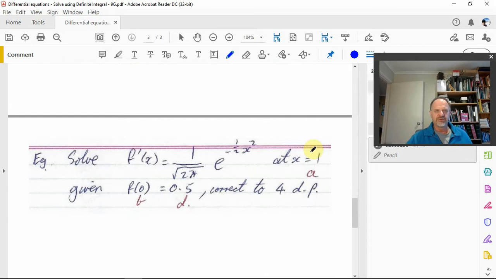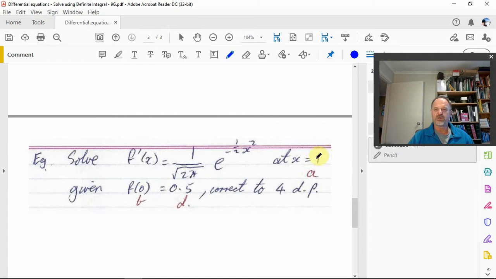All right, so here we've got solve f dashed x is equal to 1 on the square root of 2 pi e to the negative half x squared at x equals 1, given that f of 0 is 0.5.